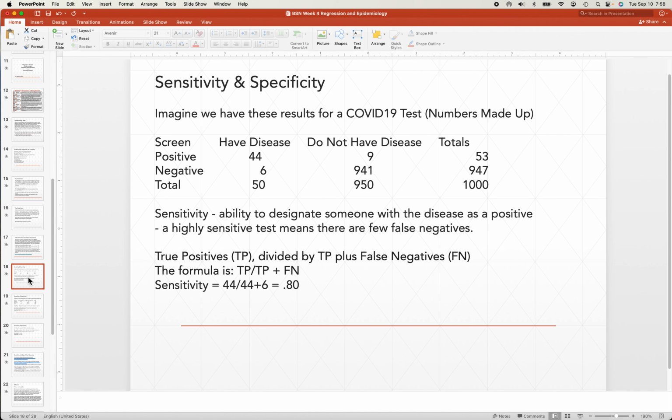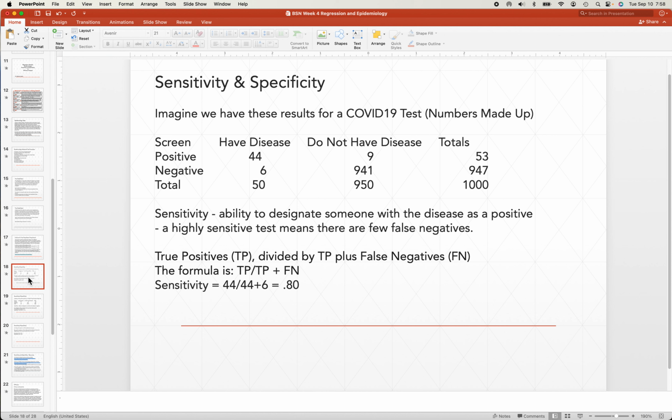So, first of all, sensitivity is the ability to designate someone with the disease as a positive. A highly sensitive test means there are very few false negatives. So what we do is we divide our true positives by the true positives plus the false negatives. So our formula is TP over TP plus FN.